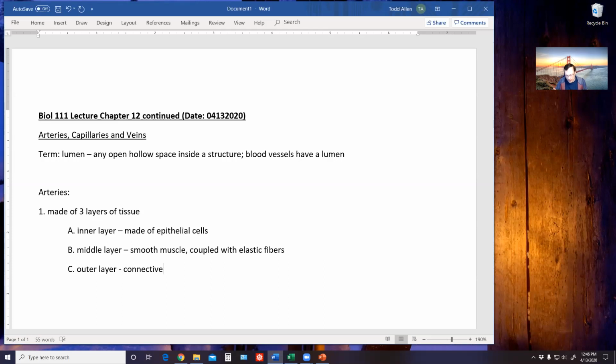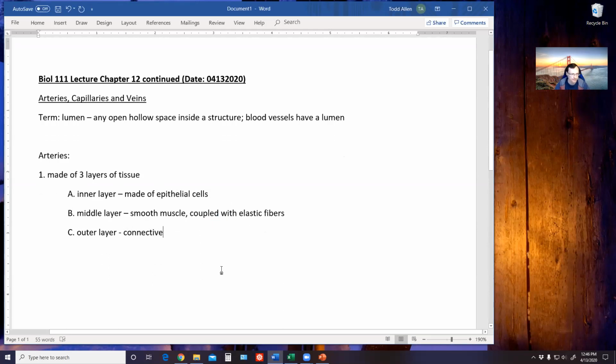So if you think about it, you know what the four major tissue categories are. They are epithelial, muscle, connective, and nervous tissue. So arteries have three of those four tissues that make them up, right? You have an inner layer of epithelial cells, you have another middle layer of smooth muscle cells, and you have an outer layer of connective tissue, which of course is made of cells plus extracellular matrix.